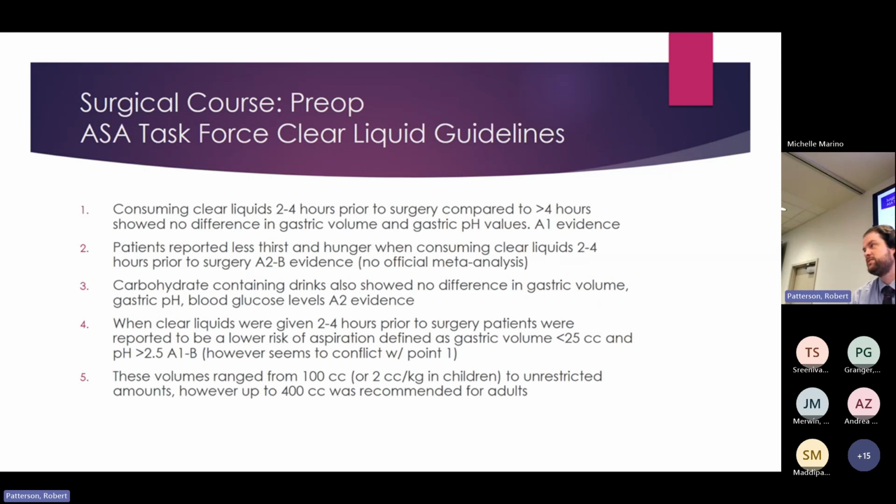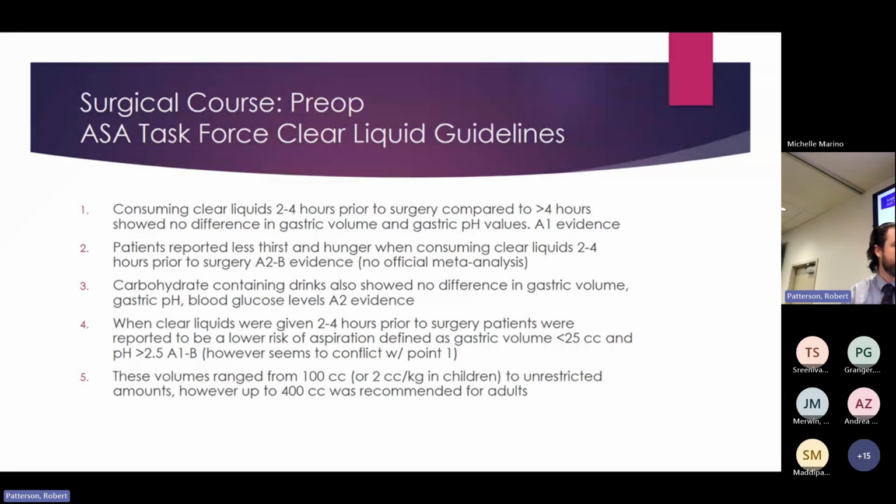So what does the ERAS protocol say about this? Consuming clear liquids 2 to 4 hours prior to surgery compared to greater than 4 hours showed no difference in gastric volume and gastric pH values. But patients reported less hunger and less thirst when consuming it 2 to 4 hours prior to surgery. Specifically in point number 4, it's a little bit contradictory to point 1, but when clear liquids were given 2 to 4 hours prior to surgery, patients were reported to be at a lower risk of aspiration as they had less gastric volume and a higher pH.